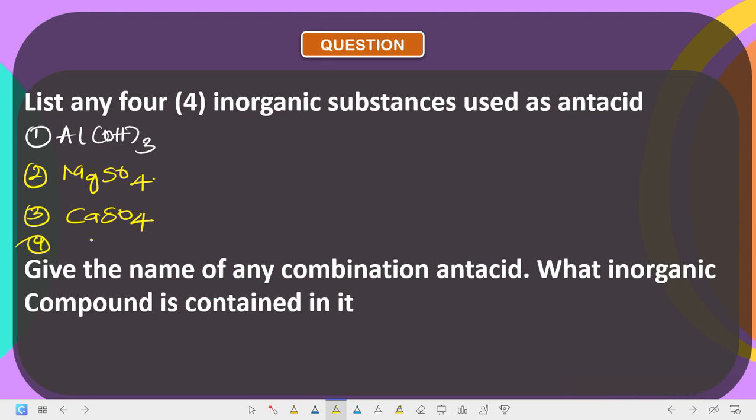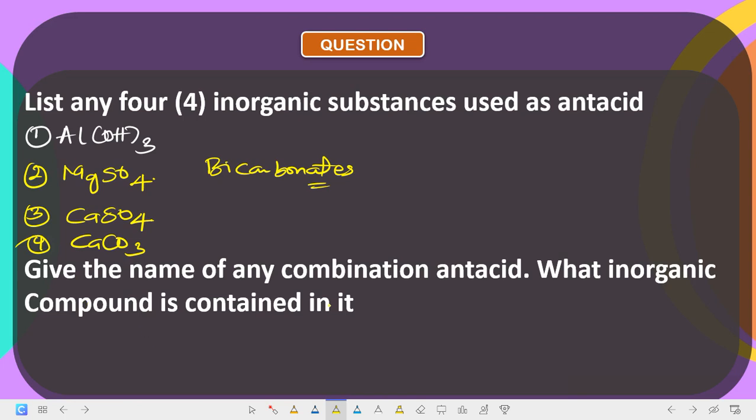We have calcium carbonate, and we also have bicarbonate. All these are antacids, the bicarbonates, all these are antacids.